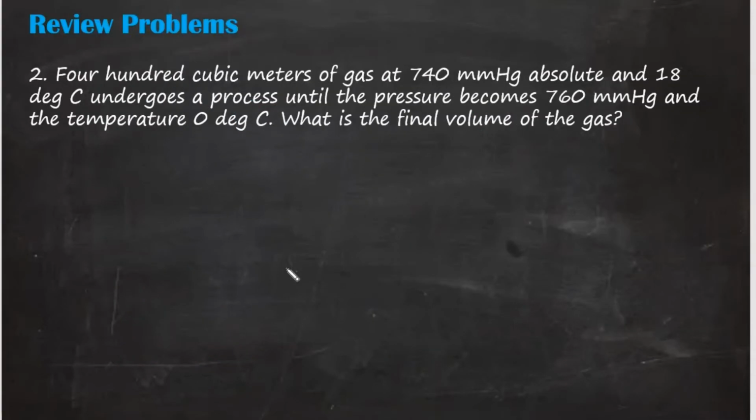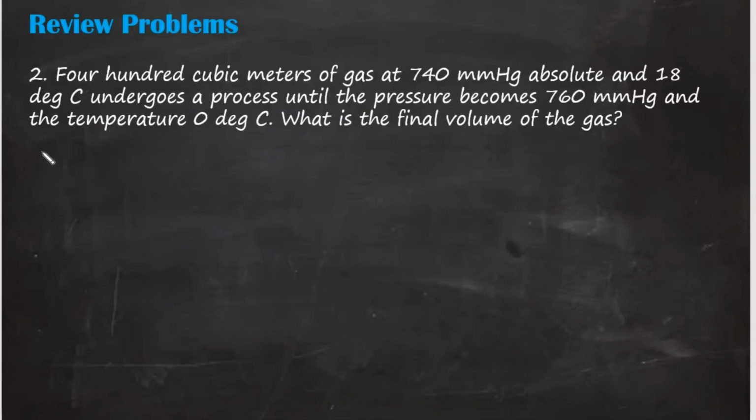Problem number 2, we have 400 cubic meters of gas at 700 millimeters of mercury absolute. So we don't have any problem here because it's already in absolute pressure, and 18 degree centigrade undergoes a process. So there's always a process, okay, that would change the pressure or whatever quantity given in the problem. So in this case, the pressure becomes 760 millimeters of mercury and the temperature of 0 degrees. So find the final volume of the gas.